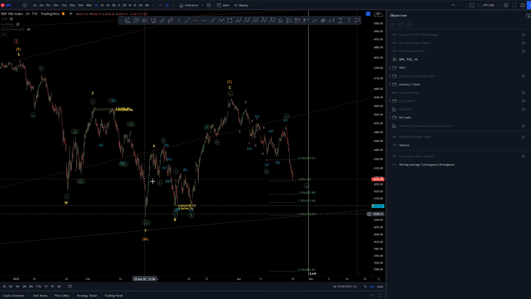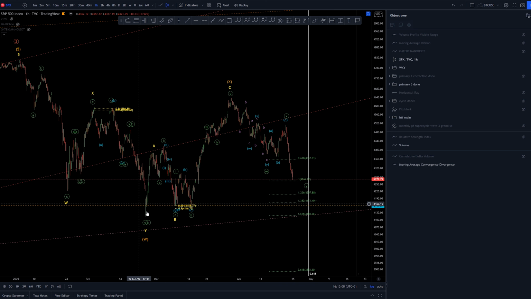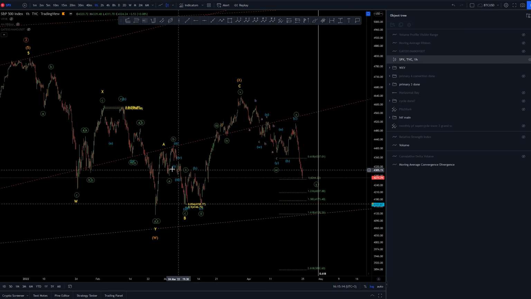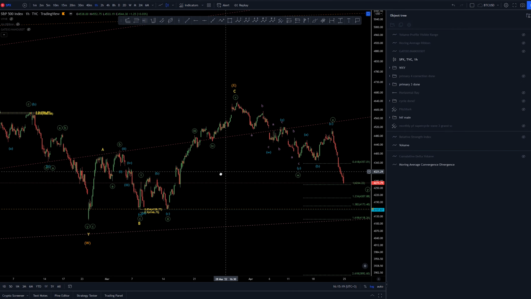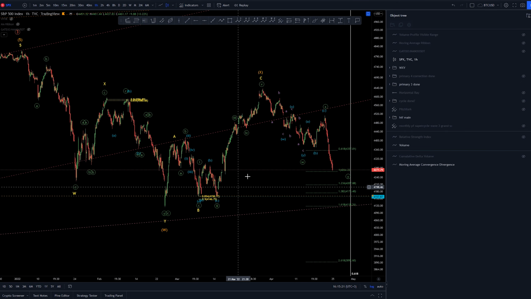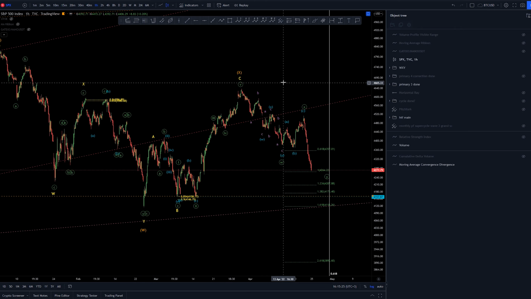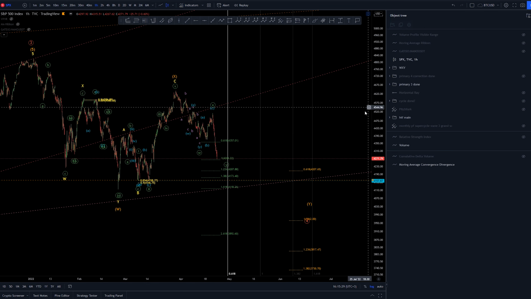Here we have an ABC with the structure being a flat as it comes down to the 85% retracement for the B wave. At this point this is a really wonky looking 1-2 here, but it is valid, and not much to say about that. That brings us to the C wave, and now we would be looking downwards for the last Y wave.